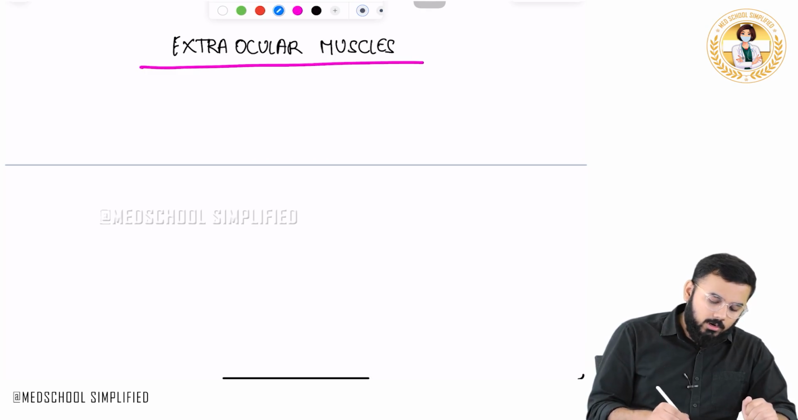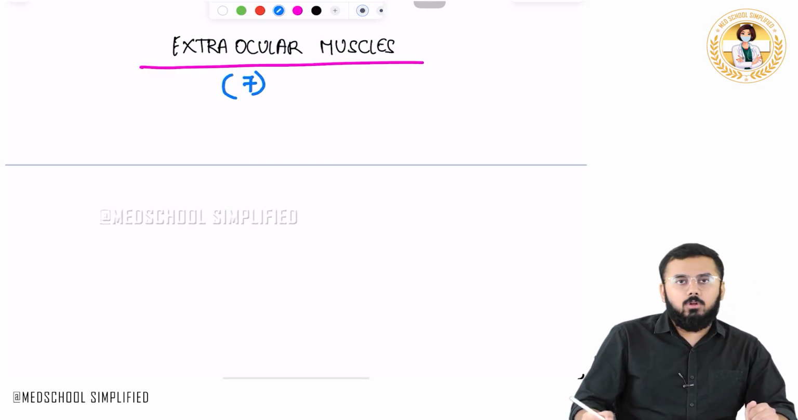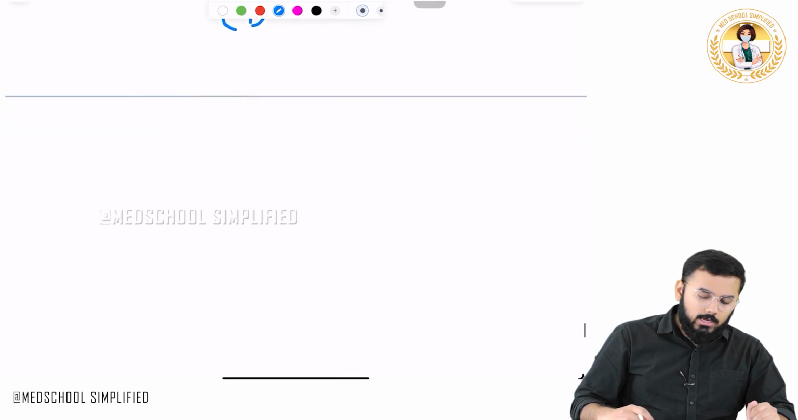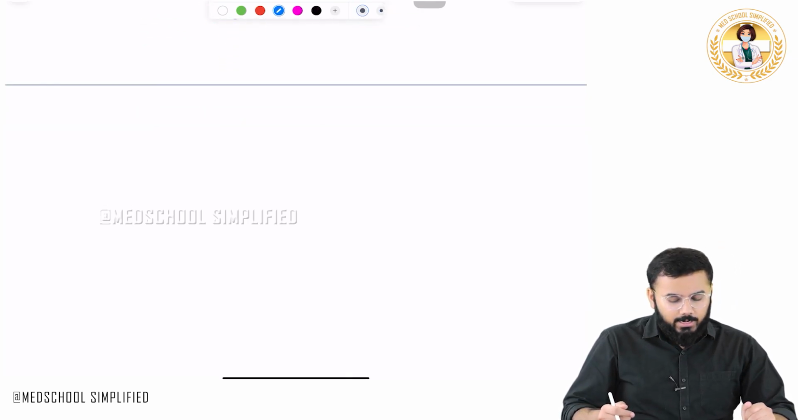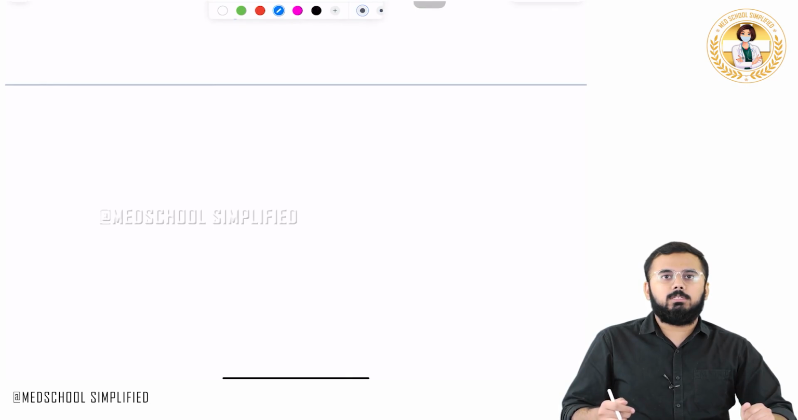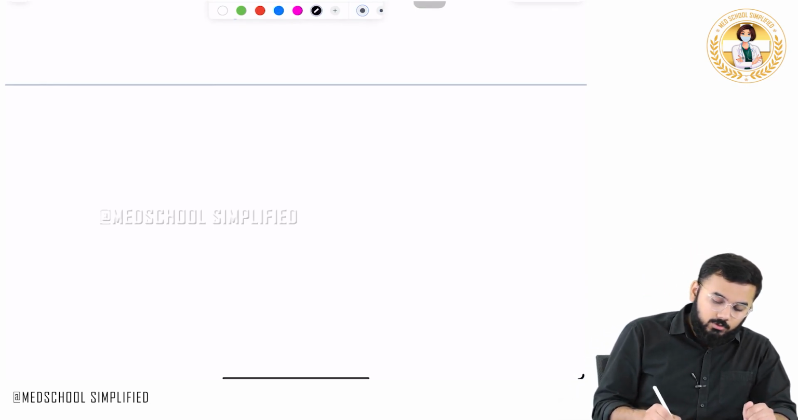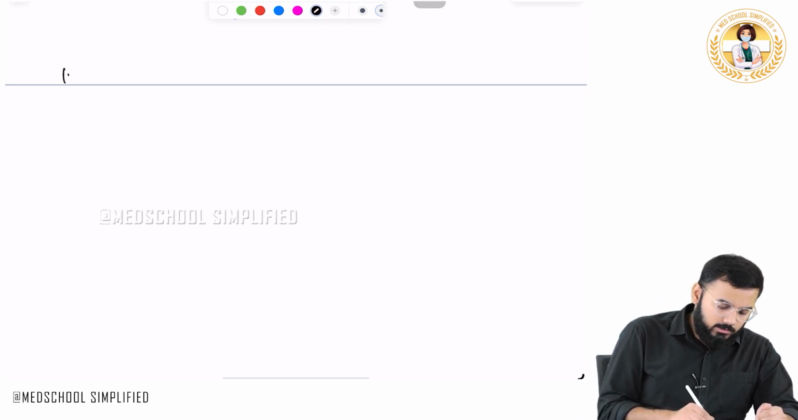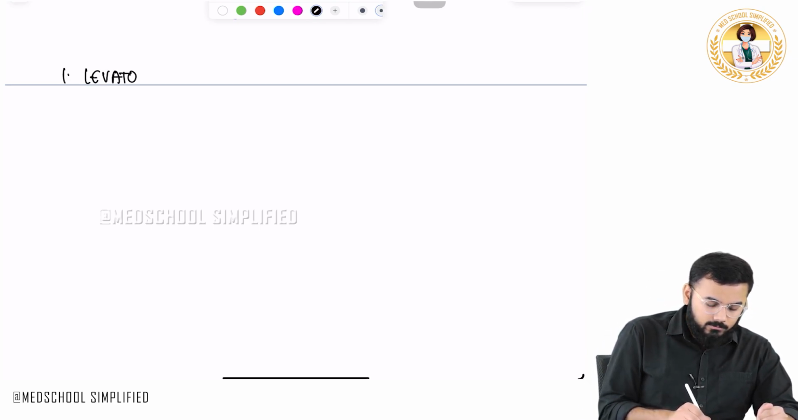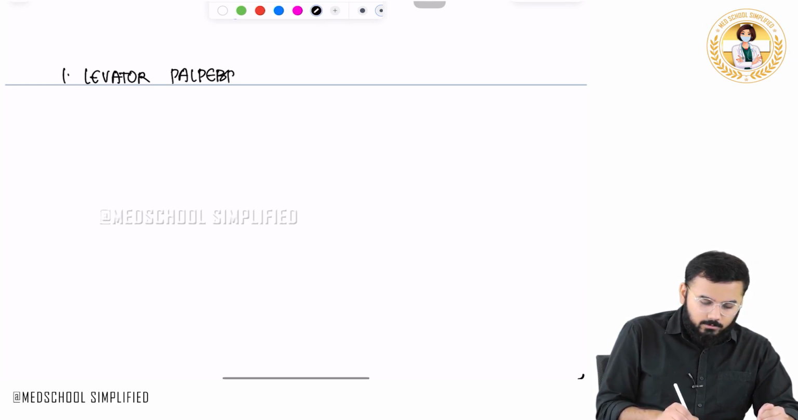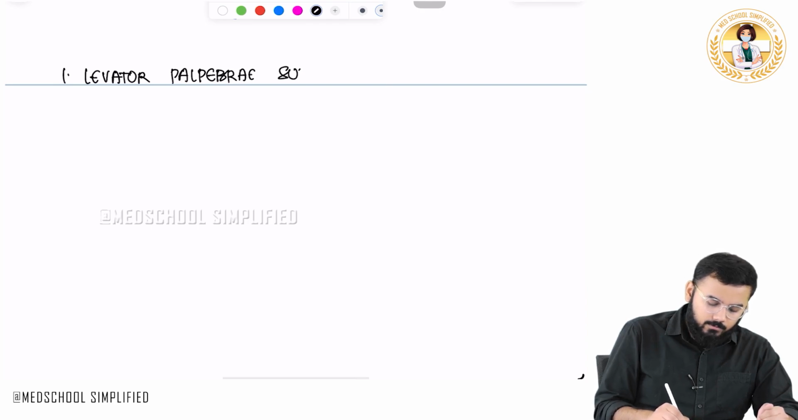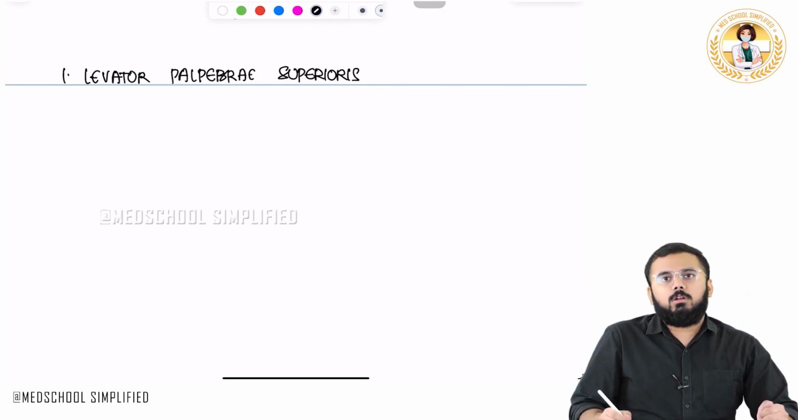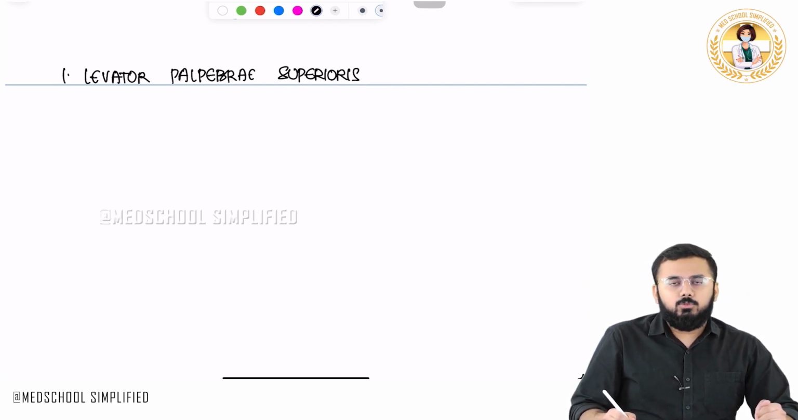So how many extraocular muscles do we have? We have 7 extraocular muscles. Okay, so what are these 7 extraocular muscles? First of all, let me write down the names of all these 7 extraocular muscles and then we will discuss in detail. The first important extraocular muscle is levator palpebrae superioris.